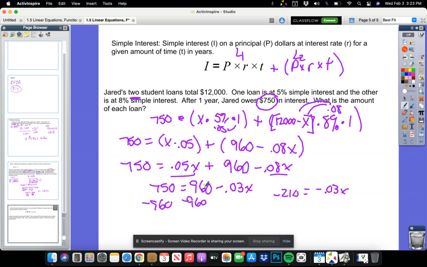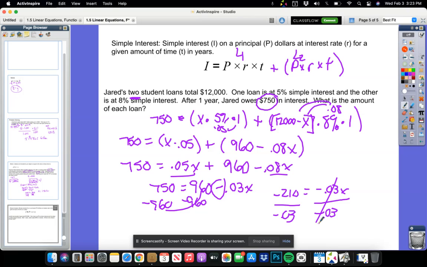A common mistake that we make: when we move something, we just want to drop this negative sign. No, no, no. You have to keep that until you get rid of it officially. The official way to get rid of it is to divide by a negative. So to get x by itself, we're going to divide by negative 0.03 on both sides.